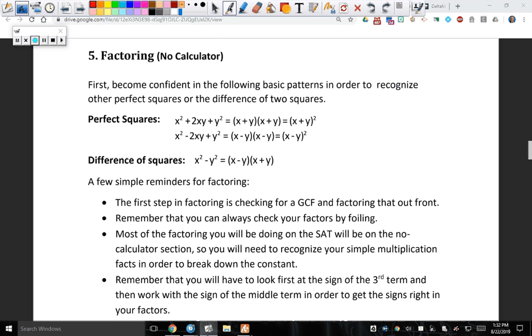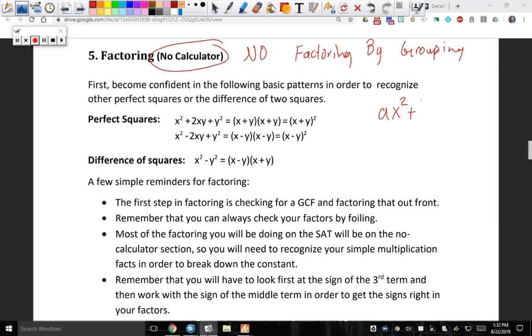Factoring, no calculator. And also, no factoring by grouping. That whole AC, factoring by grouping form and the adding, whatever adds to B, it's a little bit inefficient. I want to go more for number sense, trial and error. And we'll build that together.